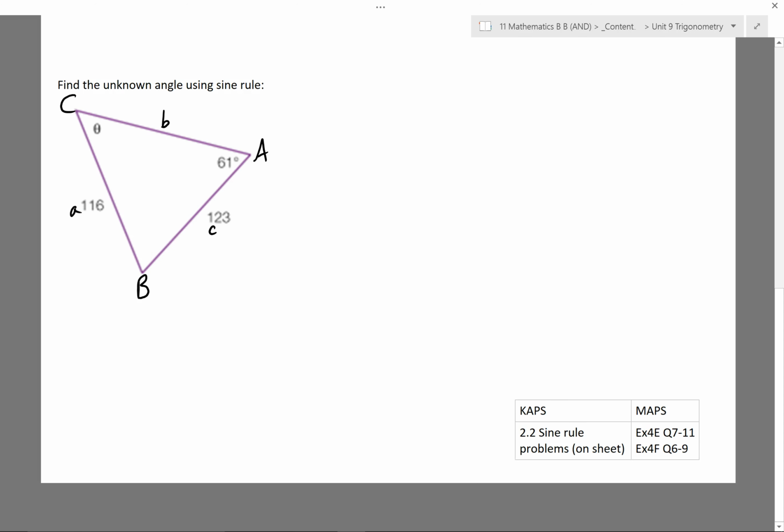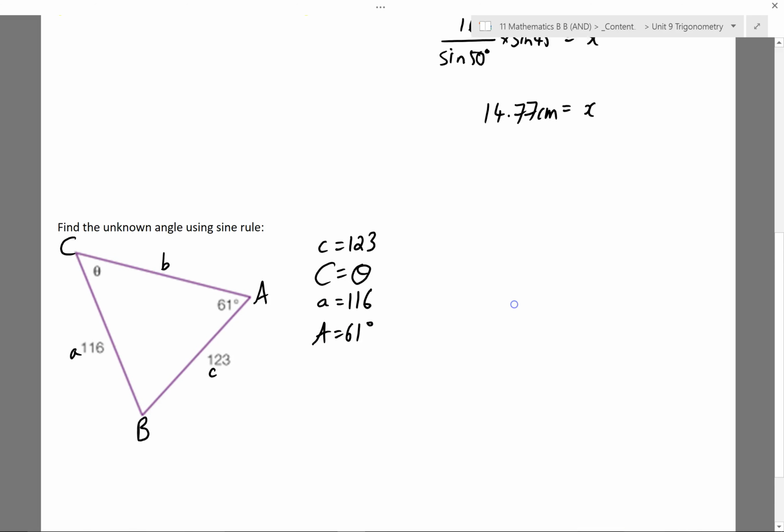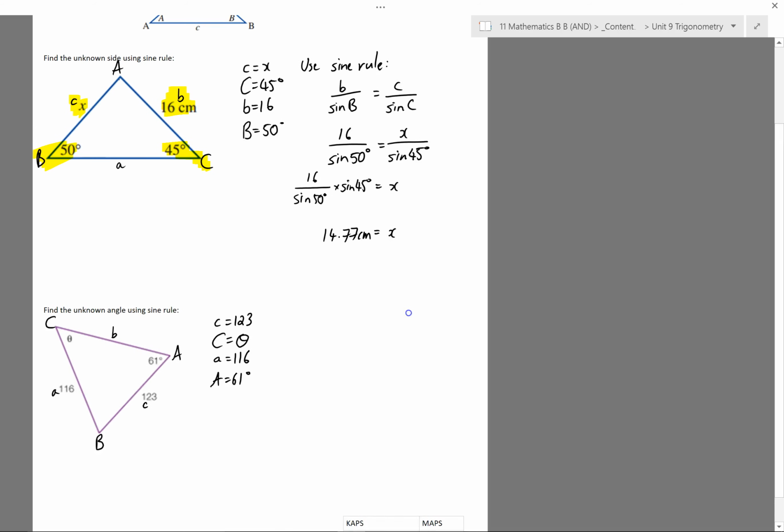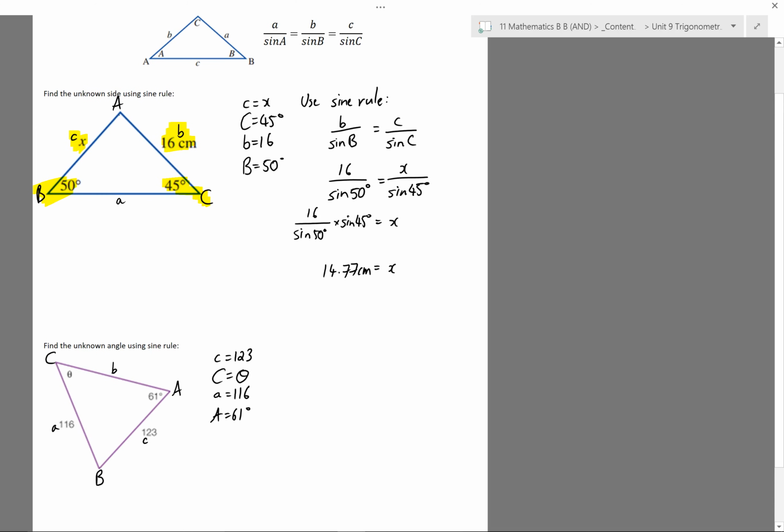So again, I'll list what I know or what I'm trying to find. I'm trying to find angle C. I know side C is 123. I know side A is 116, and angle A is 61 degrees. So I'll look up to my sine rule, and I know I've got things to do with A and C. So this is the case where I ignore that thing in the middle, and I'm using that form of the sine rule. A on sine A equals C on sine C.